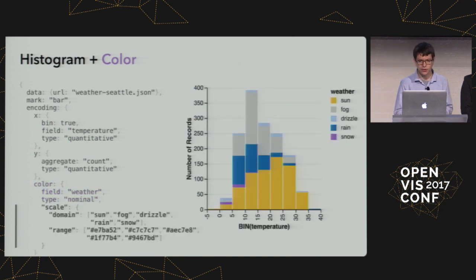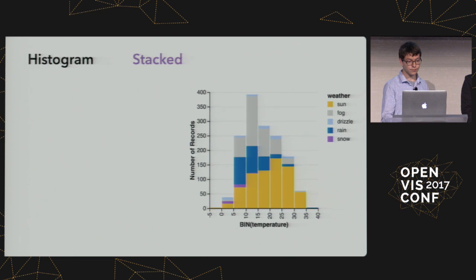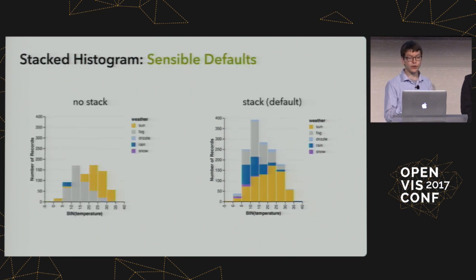Let's customize the colors so that they better correspond to the feelings that we might associate with some of these weather types here, so this gray for fog. When we add the color encoding, the Vega-Lite compiler automatically stacked the bars instead of layering them on top of each other. Because of the stacking, the overall shape of the histogram is preserved, as you can see on the right.